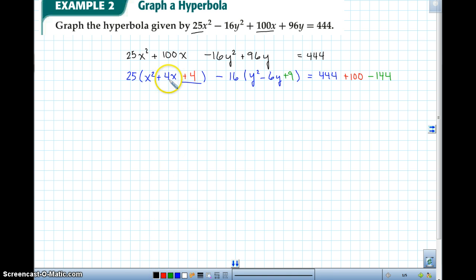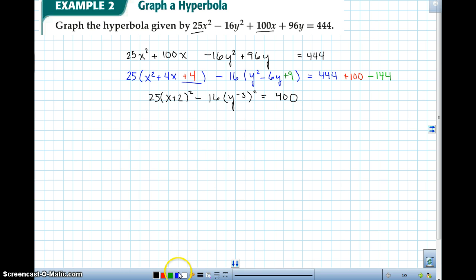And then we can go ahead and factor these. So x squared plus 4x plus 4 factors to be x plus 2 squared. And I still have my 25 out front. Minus 16 times y minus 3 squared. Well, this is equal to, let's see, if we subtract 144, it's going to be 300. Plus 100 is 400.